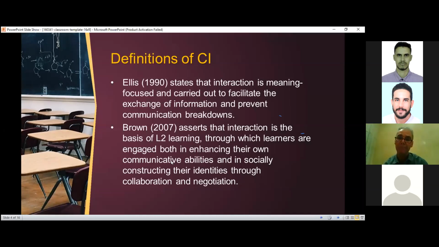Brown, 2007, joins him on that and asserts that interaction is the basis of L2 learning, through which learners engage both in enhancing their own communicative abilities and in socially constructing their identities through collaboration and negotiation. That is to say, interaction is the essence of foreign and second language learning, as it provides a space for students to acquire and sharpen their social and communicative skills, which are needed for successful real-life communication.